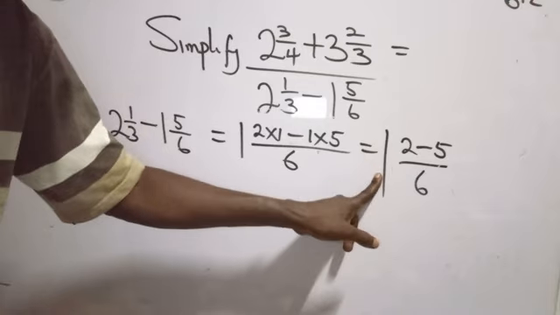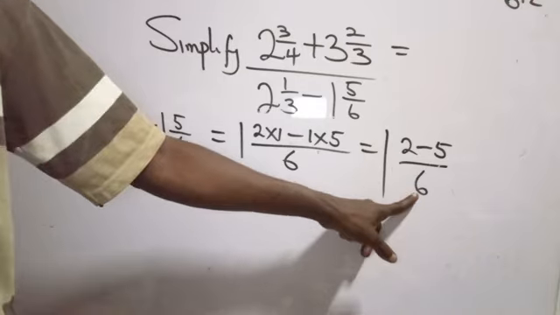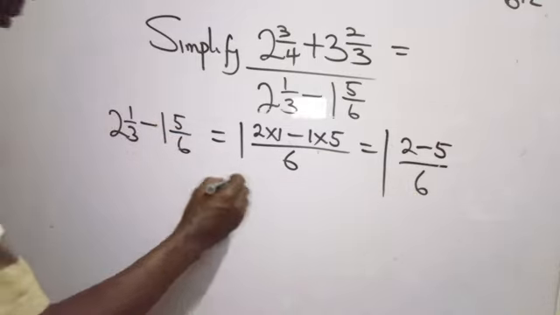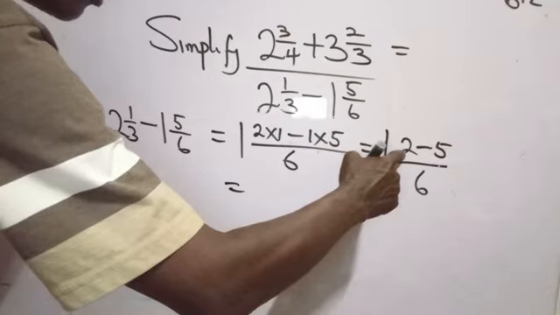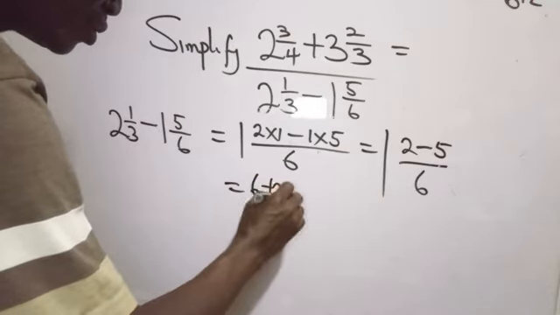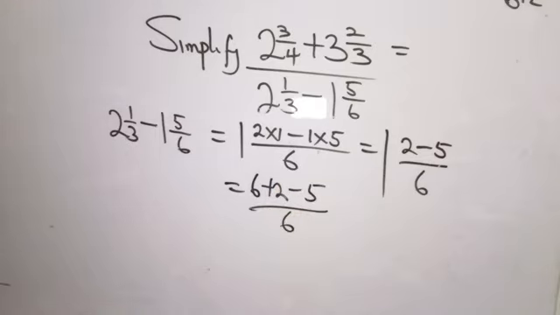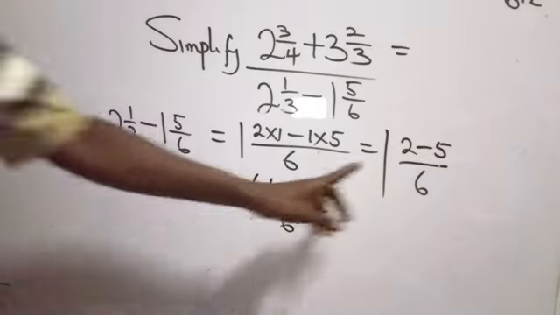This one you are borrowing will now become your LCM 6. Yes, that is it. So the one becomes what? Your LCM 6. So it's now what? 6 plus 2. That is 6 plus 2 minus 5 all over 6. Exactly. Yes. Again, we borrow 1 from here.